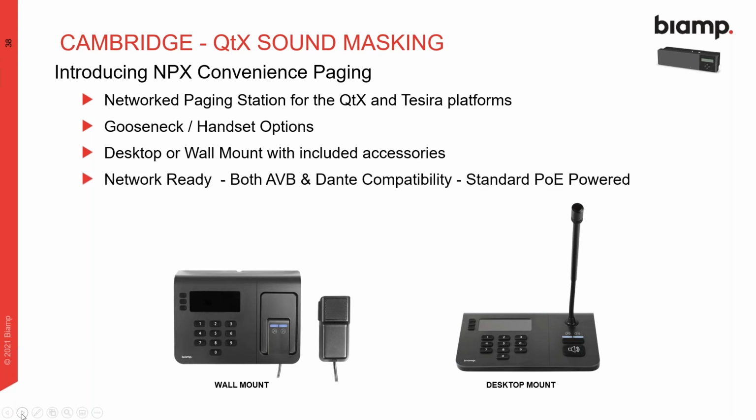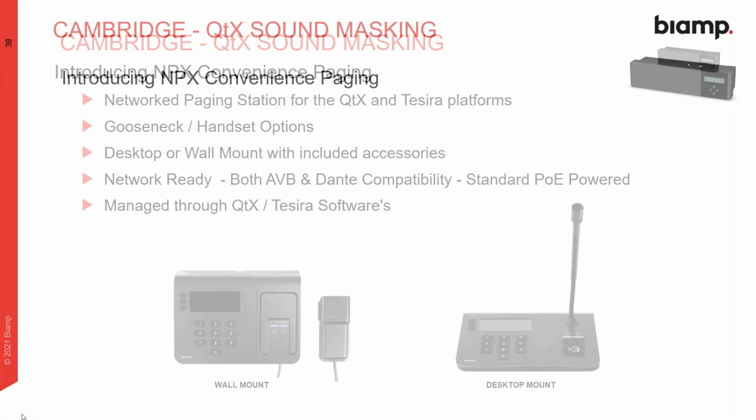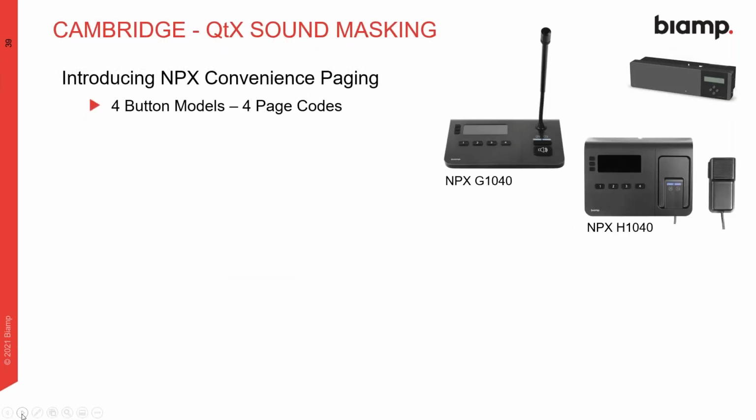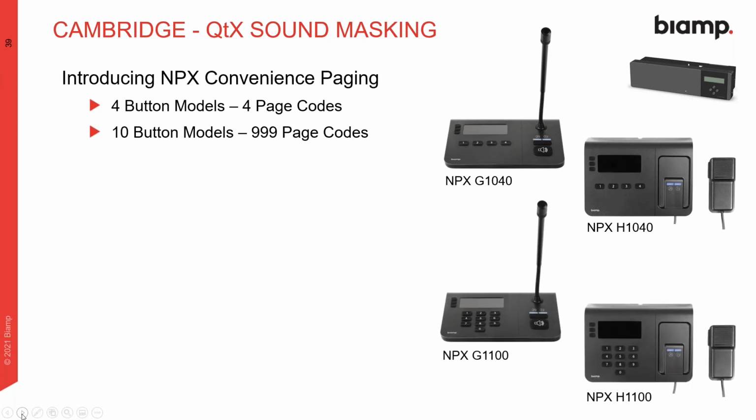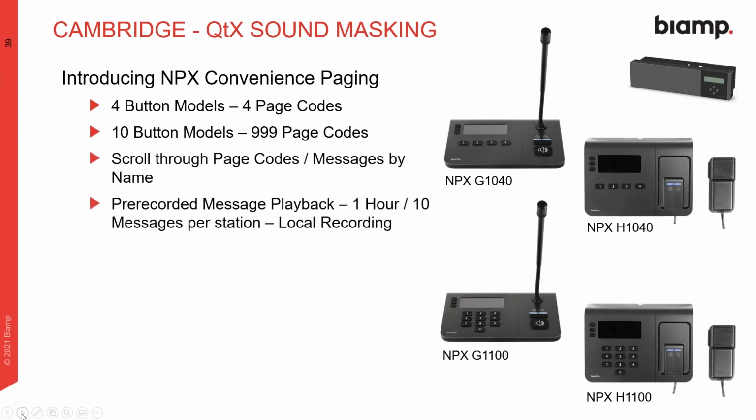And this device is network ready and will be able to be used with both AVB or Dante, whichever platform you choose, standard PoE. And it is intelligent. It will know which protocol you're using just when you connect it to the system, either AVB or Dante. It will be managed and set up through the software. It'll come in a couple of different flavors: a 4-button panel with 4 buttons that allow you to do 4 page codes, and then a 10-button model that allows you to do up to 999 page codes if you need a bunch of different page codes to be able to reach zones.